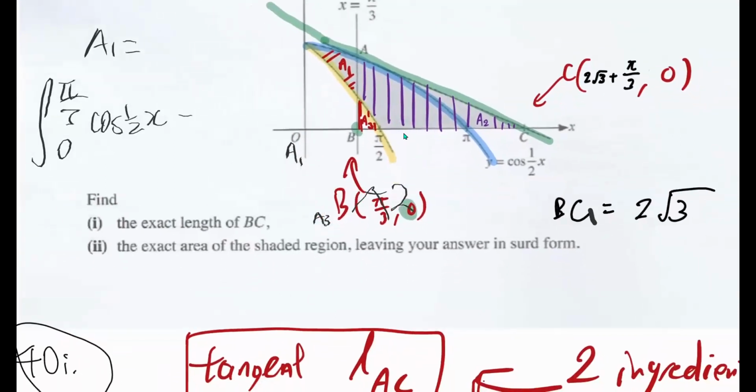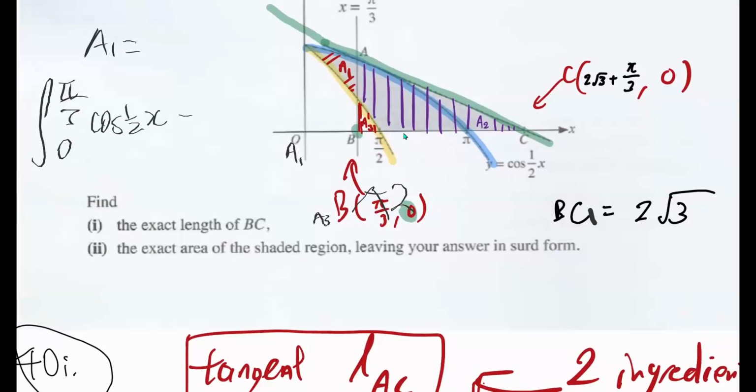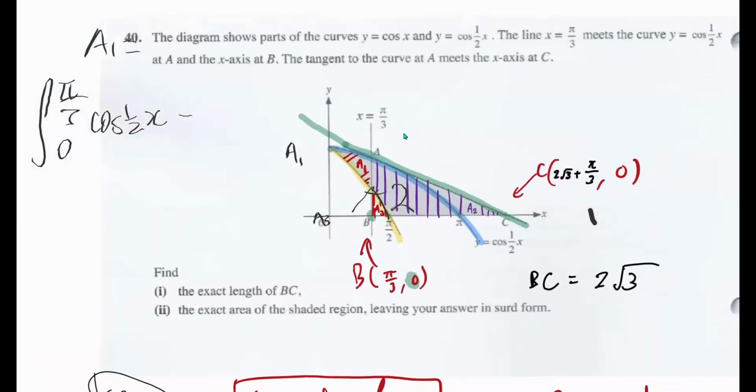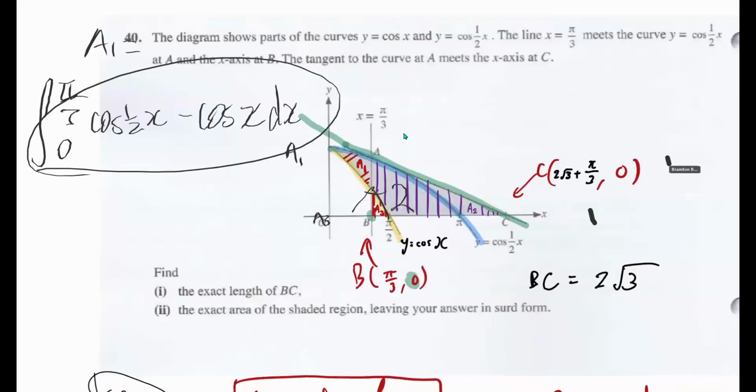Let's see. So integrate from 0 to pi over 3 of cos x. Good. Minus, who's the lower function? It's actually cosine x. It wasn't labeled. How do you know? Because they tell us it shows parts of the curves y equals cos x and y equals cos of some other function. They just didn't label it. So this is A1. I'm sure you know how to work it out.